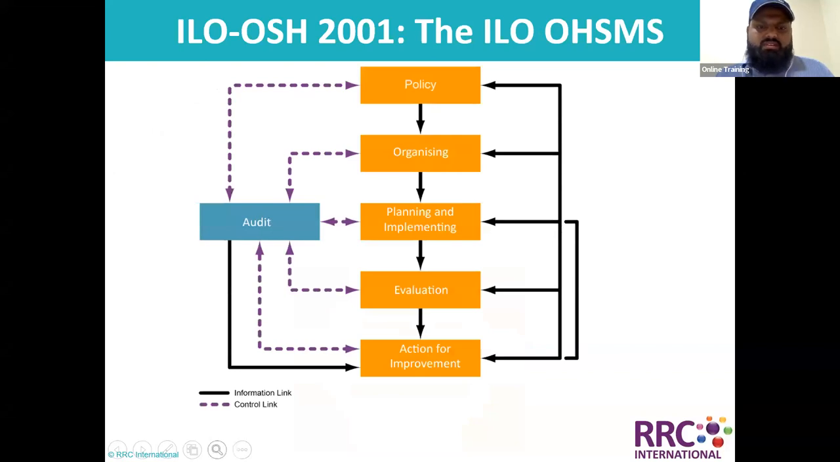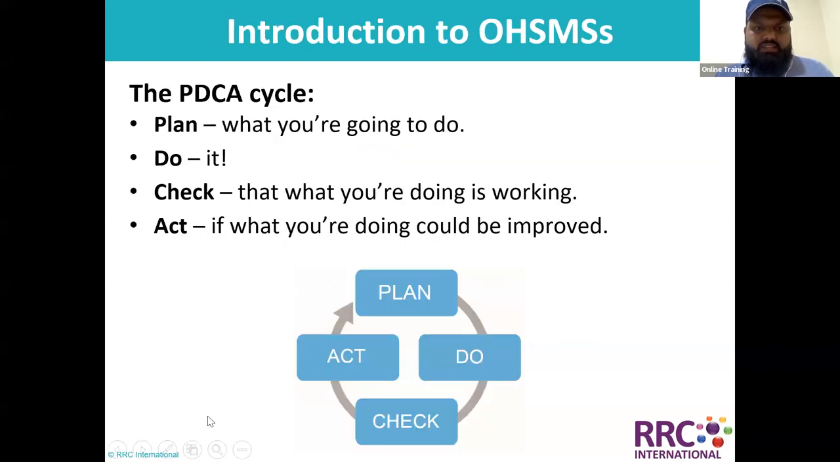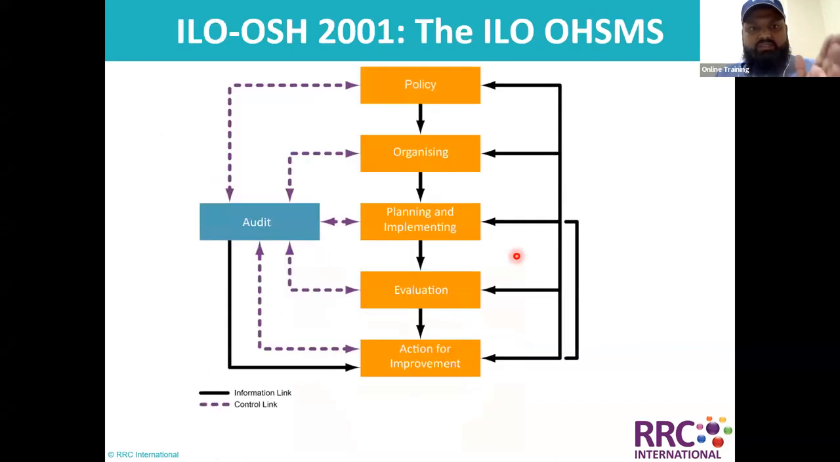Okay, over here, we discussed the PDCA cycle, right? Here, we discussed the PDCA: plan, do, check, and act. Plan what you are going to do. Do it. Check what you are doing, if it is working or not working. Act: what you are doing, could it be improved, yes or no? And here we discuss policy, organizing, planning and implementation, evaluation, and action for improvement and audit.